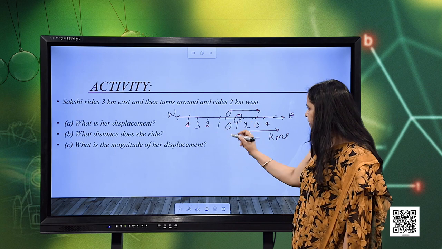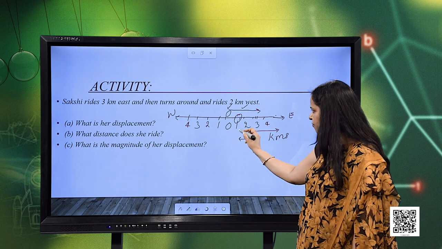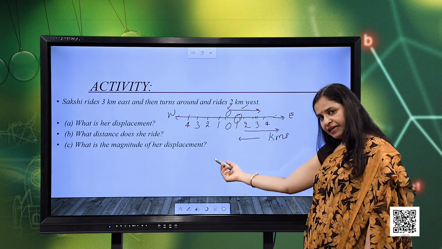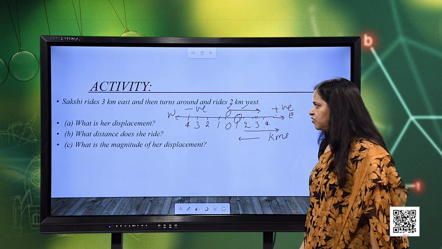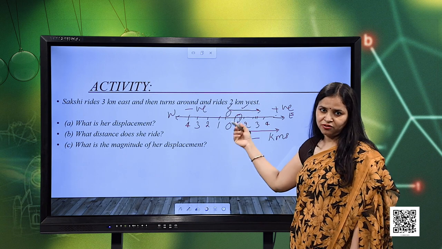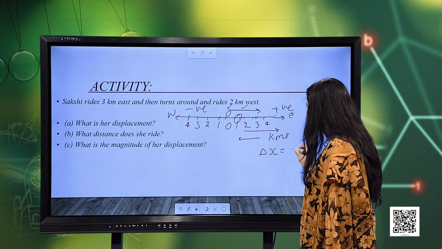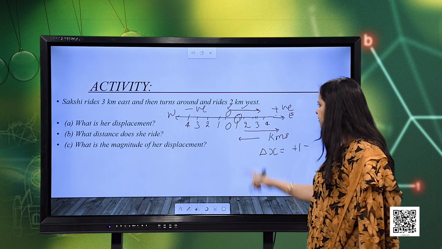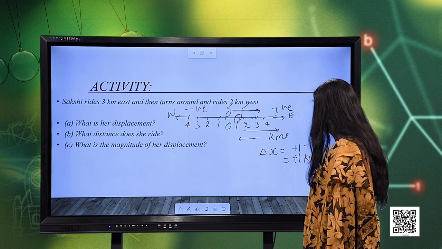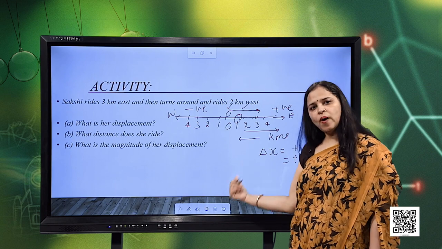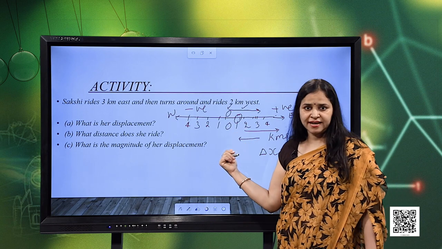So the displacement will be final position minus initial position. If we consider the right side, the east side, to be positive, then this side will be negative. Since the final position is also lying on the positive side, the displacement delta x will be plus 1 minus the initial, which was 0, so it is plus 1 kilometer. So plus 1 will represent 1 kilometer due east, because the positive direction is representing the east direction.